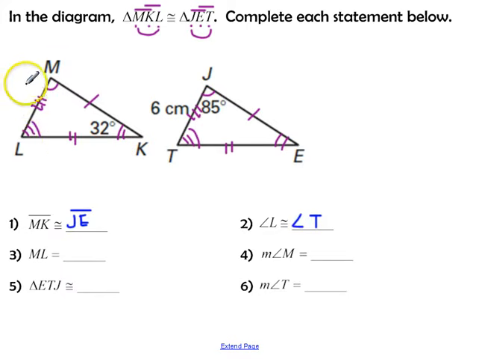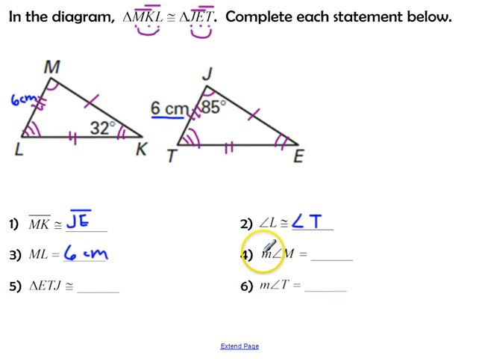The only problem is we don't have the measurement, so we need to look at the other segment that's marked with 3. So over here, JT is also marked with 3, meaning they're congruent. So if JT is 6 centimeters, that means ML is also going to be 6 centimeters.